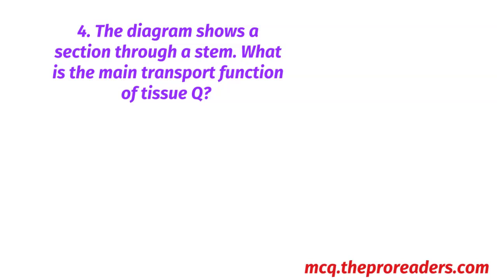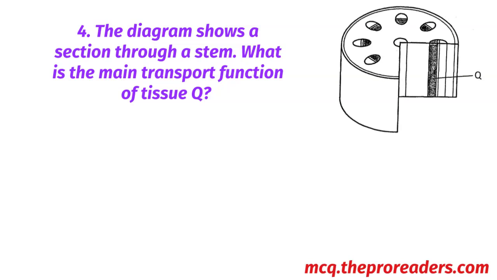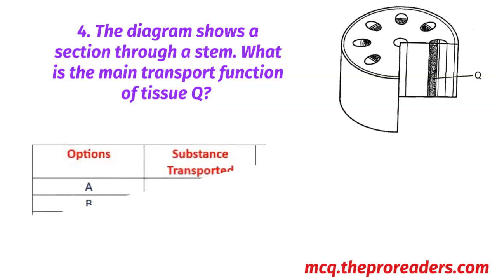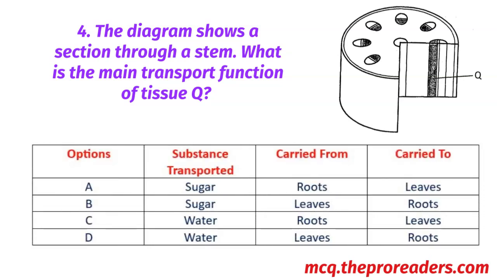The diagram shows a section through a stem. What is the main transport function of tissue Q? Options: substance transported, carried from, carried to. A. Sugar, roots, leaves. B. Sugar, leaves, roots. C. Water, roots, leaves. D. Water, leaves, roots. Option C, water, roots, leaves, is the correct answer.